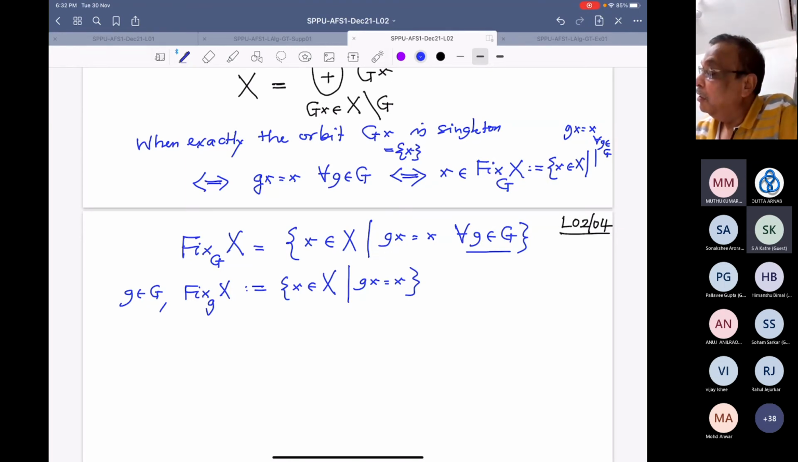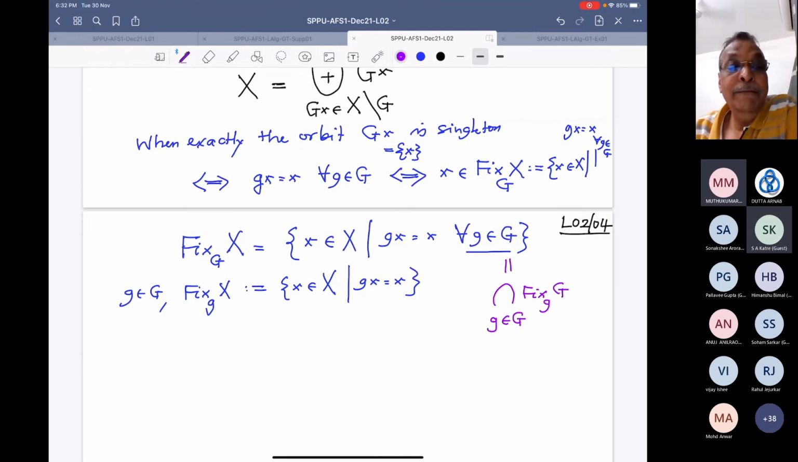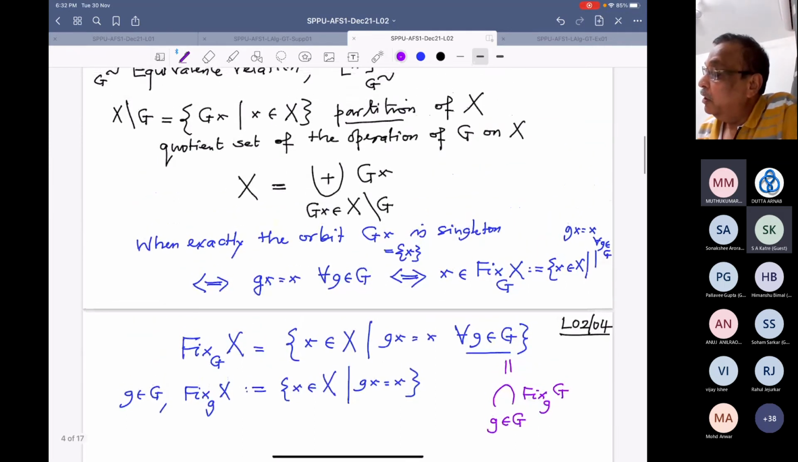And then sometimes it is, then this whole fix, this will be the intersection of fix G in G. This intersection is varying over G. Is it clear? All right, now this disjoint union I am going to split in two parts. One, the orbits which are never empty. The ones which are singletons and the ones which have more than one element.